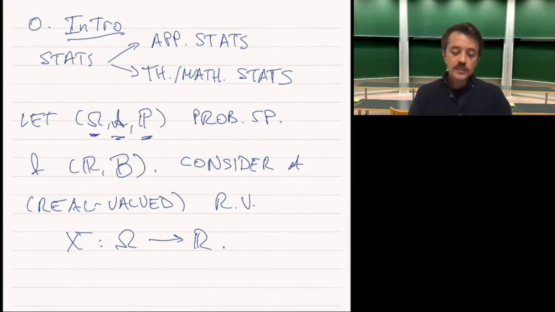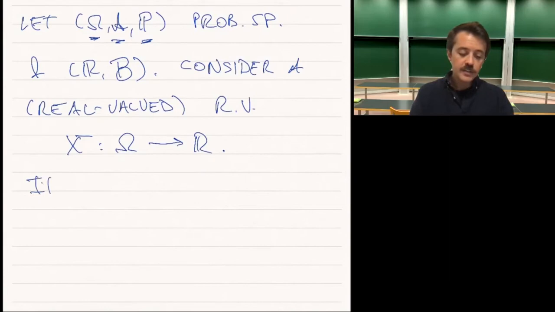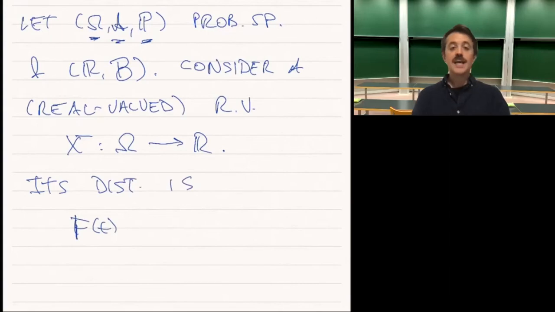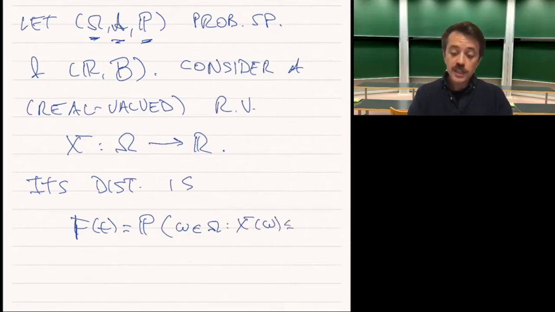Now, its distribution we can define. Its distribution is simply given by the following function. So this is the distribution function. I'm going to call this capital F at t, where t is a real number. This is going to be the probability that we assign under the BBP probability measure to the set of events such that their image is less or equal than t. And again, this is for any t in the real line.